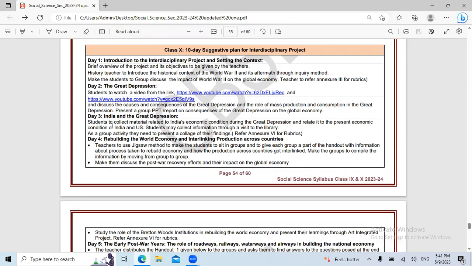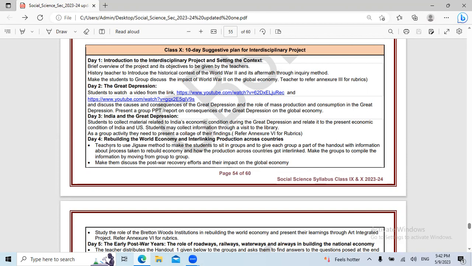Then day 3, India and the Great Depression. Students to collect material related to India's economic condition during the Great Depression and relate it to the present economic condition of India and US. Students may collect information through a visit to the library. As a group activity, they need to present a collage of their findings.